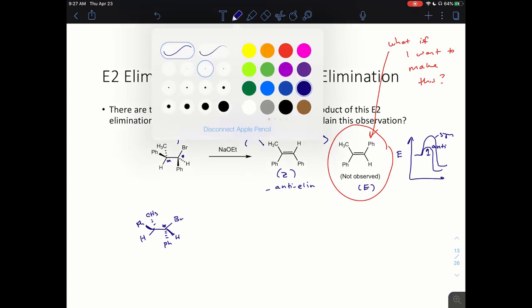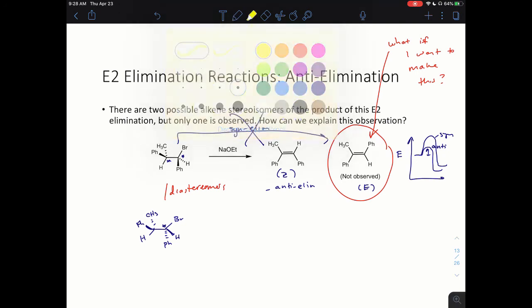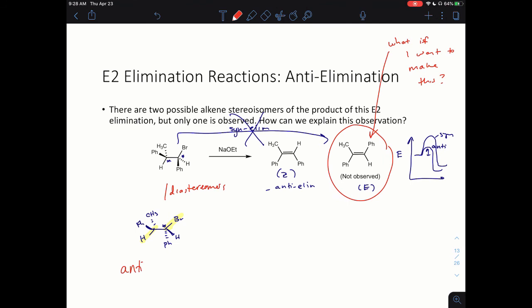Okay, so these are diastereomers. Okay, and then let's see what happens. We already have these in the anti-conformation. So right now they're anti to one another. You could draw a Newman projection if you want. So we have the anti, alpha C-Br and beta C-H. So this is the reactive conformation.